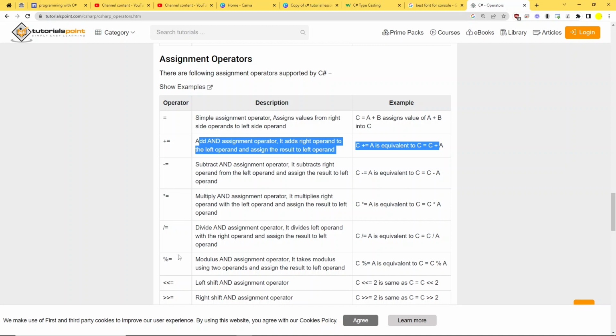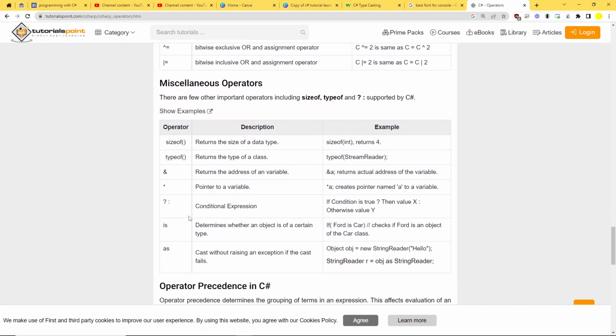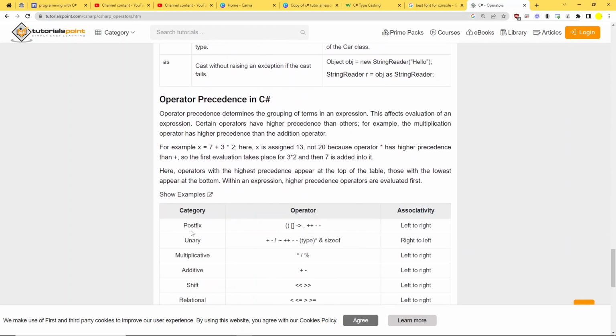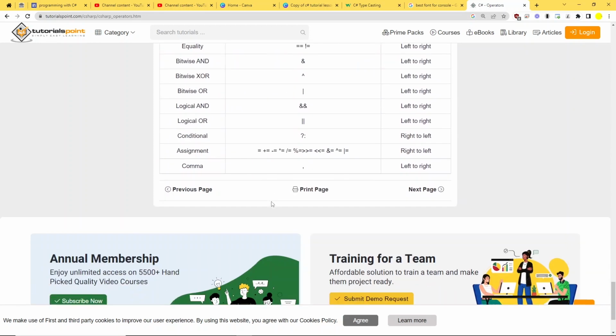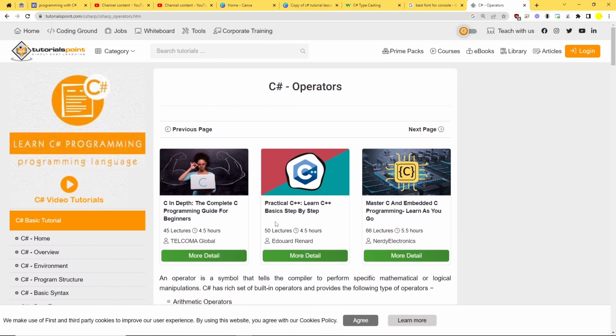Not common, not common. None of these are common, so don't bother with them. Don't need to bother with any of this stuff. And you don't need to bother with precedence as well, okay? So there's just a few things there that you should be quite sharp on.